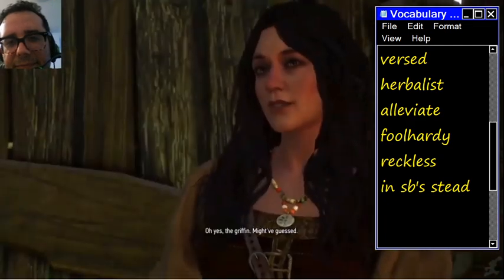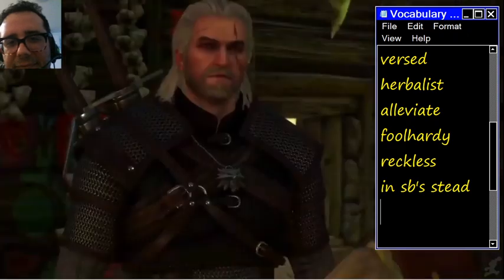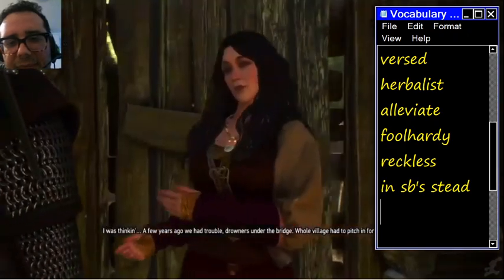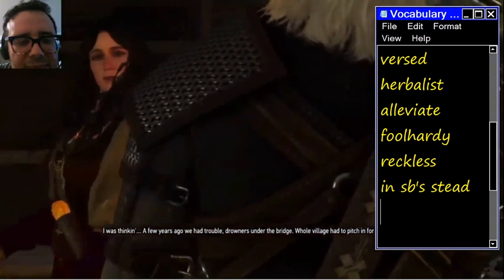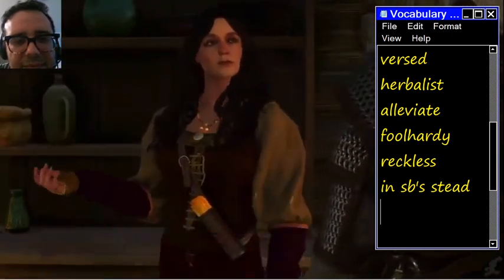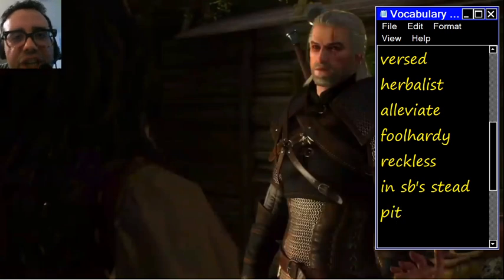Counting on it. Oh yes, the griffin. Might have guessed. I was thinking... A few years ago, we had trouble, drowners under the bridge. The whole village had to pitch in for a witcher.